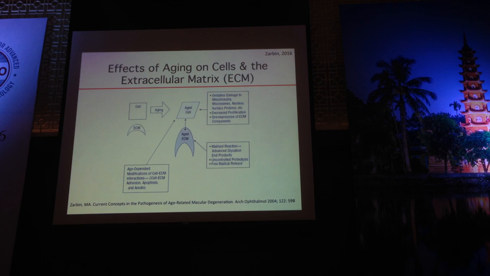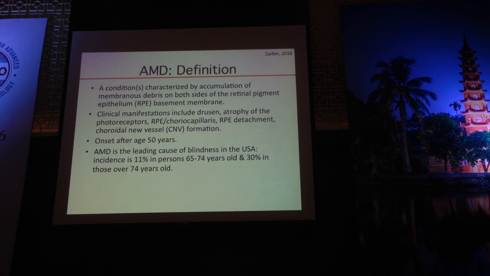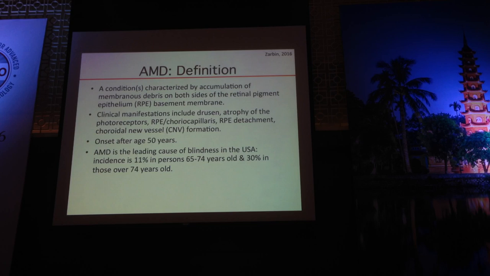So what is age-related macular degeneration? It's a condition in which there's accumulation of extracellular debris on both sides of the RPE basement membrane, and the clinical manifestations include drusen, atrophy of the photoreceptors, the RPE and the choriocapillaris, and of course other features like choroidal neovascularization and pigment epithelial detachment. The onset is after age 50, and in the United States it's actually the leading cause of blindness.